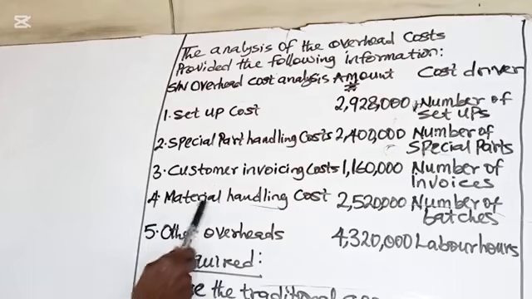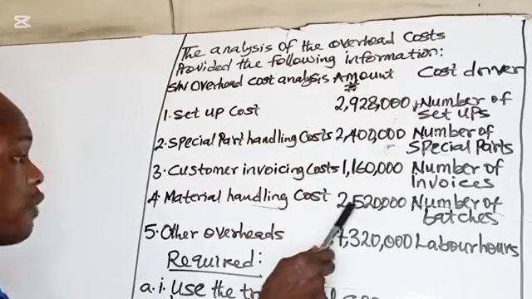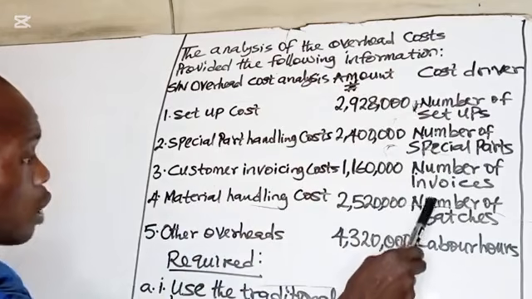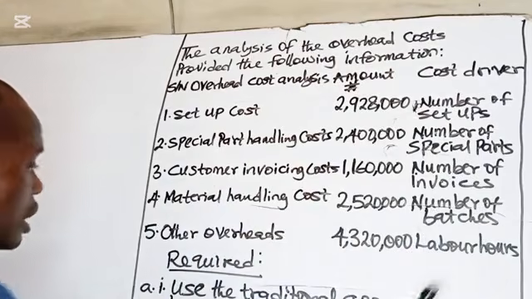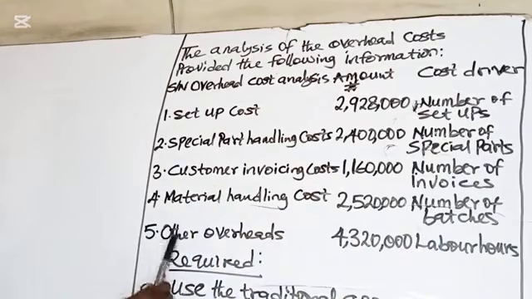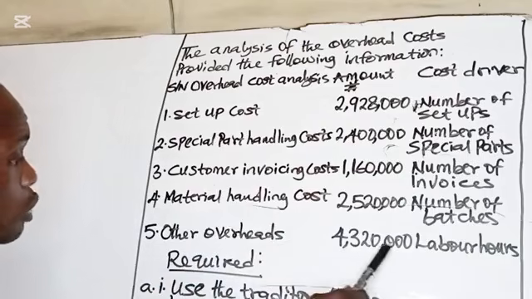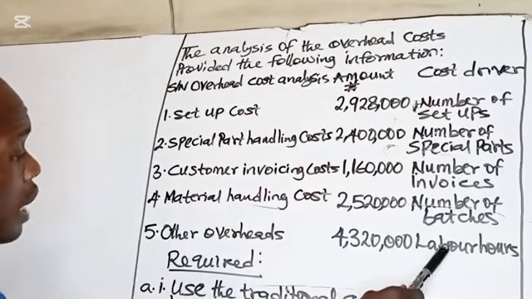4, material handling cost 2,520,000. The possible cost driver is number of batches. Number 5, other overheads 4,320,000. The possible cost driver is labor hour.